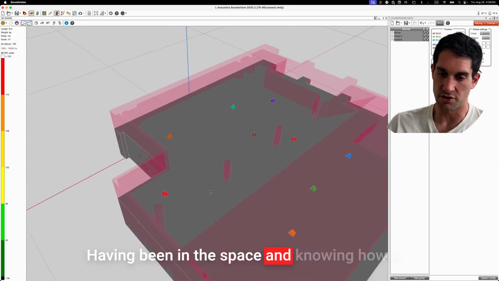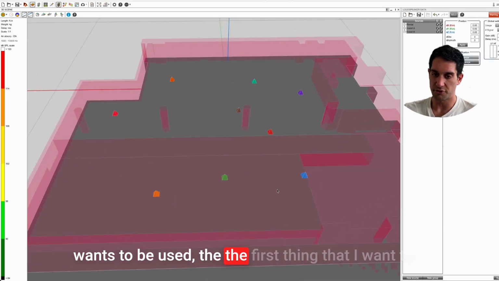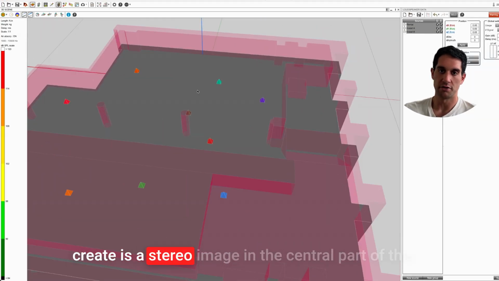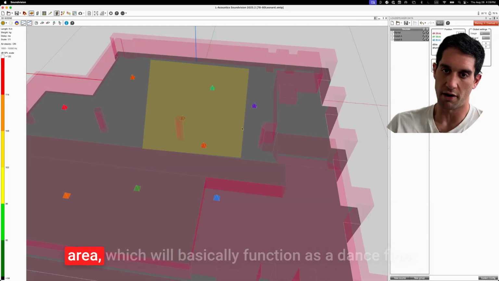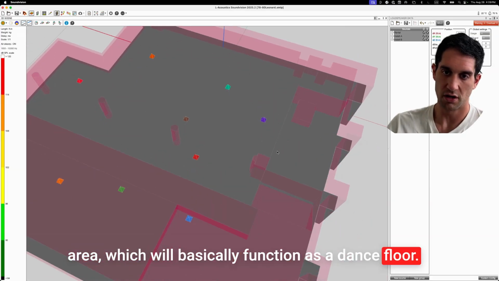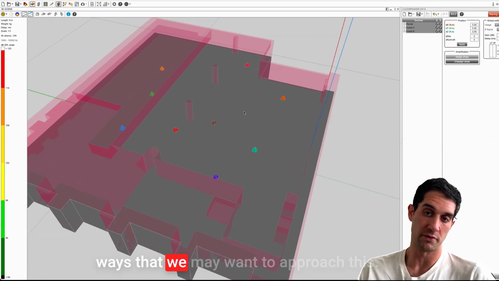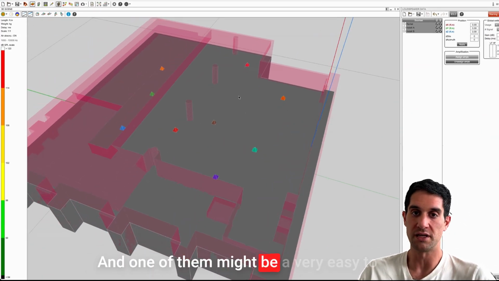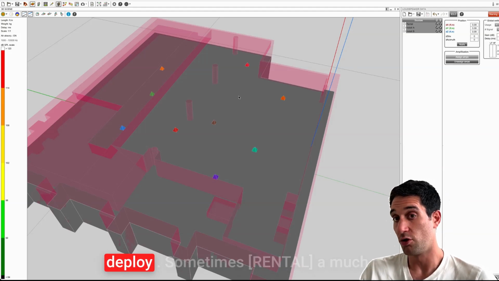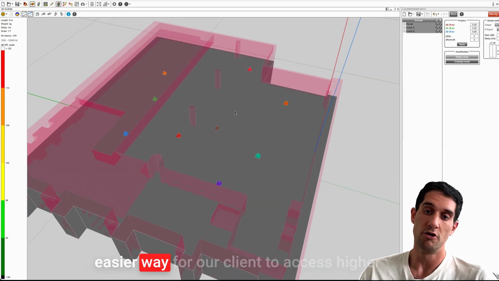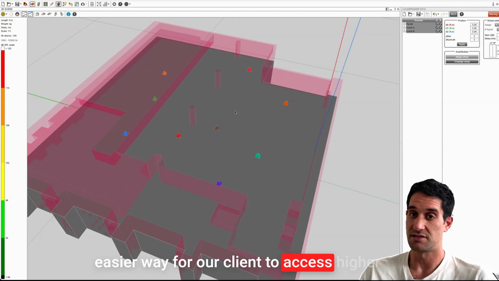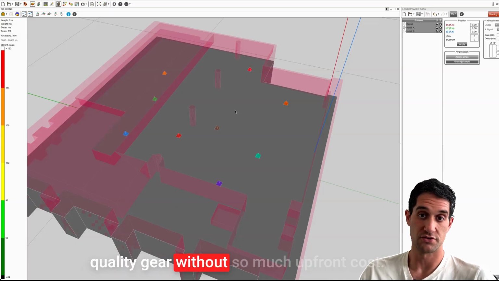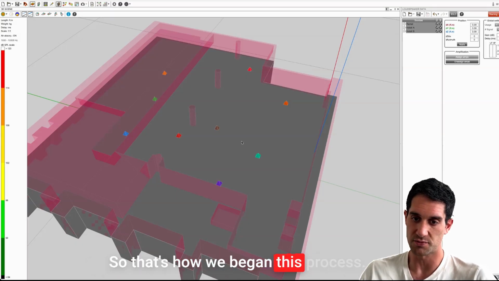Having been in the space and knowing how it wants to be used, the first thing that I want to create is a stereo image in the central part of this area, which will basically function as a dance floor. When speaking with the client, there were a couple of ways that we may want to approach this, and one of them might be a very easy to deploy system. Sometimes it's a much easier way for our client to access higher quality gear without so much upfront cost. So that's how we began this process.